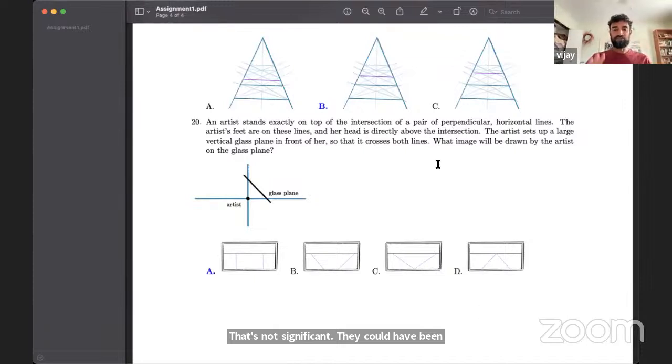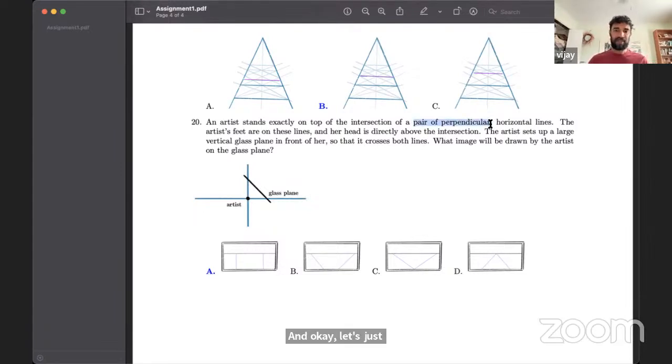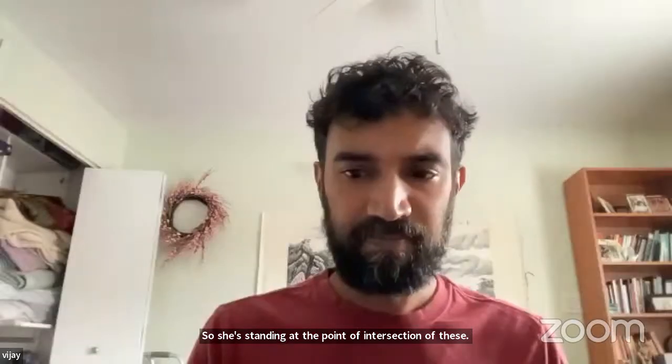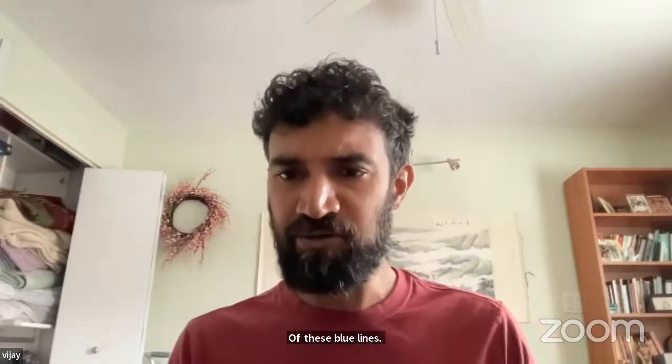So she's standing in a room, say an infinitely large room, on flat ground. These blue lines are horizontal in the sense that they are on the ground. And okay, to keep it straightforward, they are perpendicular to each other. So she's standing at the point of intersection of these blue lines. Okay, so I think maybe we'll move on now.